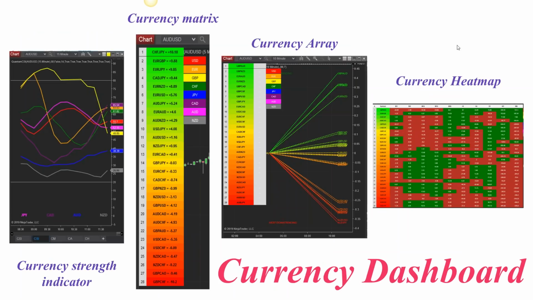With regards to the indicators, we've got the full suite of NinjaTrader indicators that are also available, as David said, for MT4, MT5. We've also got some for TradingView, and we're going to be working on TradeStation as well. But the four principal forex ones in the complete package are these: there's the currency strength indicator, the matrix, the array, and the heat map, and they all have an individual role and purpose.